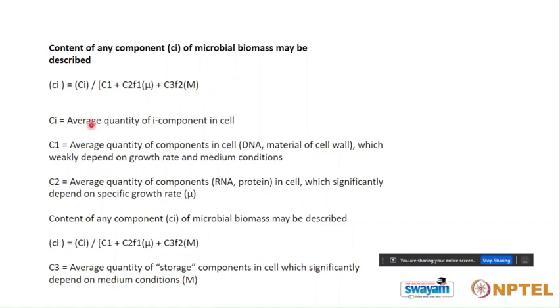Basically we'll be dividing the average quantity of component I in the cell by the average of components of the cell which depend on growth rate, the average components of the cell which don't depend on growth rate, and also the average quantity of storage components in a particular cell. So if we divide all these components by the overall content, we will get the content of any component of a microbial cell.